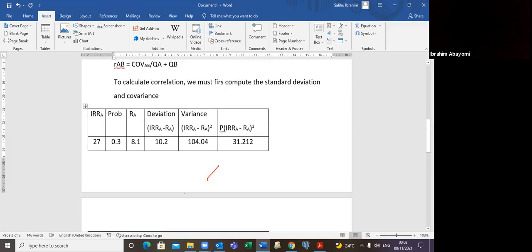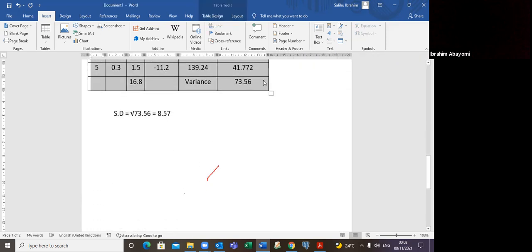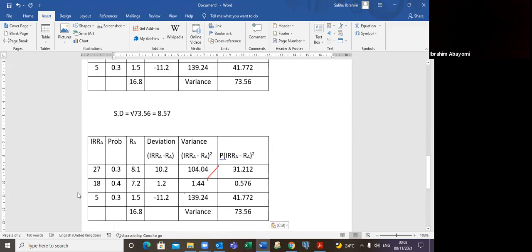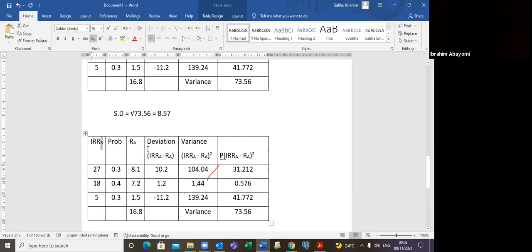You do the same thing for B. If I want to do it for B now, I simply come here and copy everything. I don't waste my time. Copy, paste. Where you have A, just change it to B. Did you understand that first one? That's how to compute standard deviation.